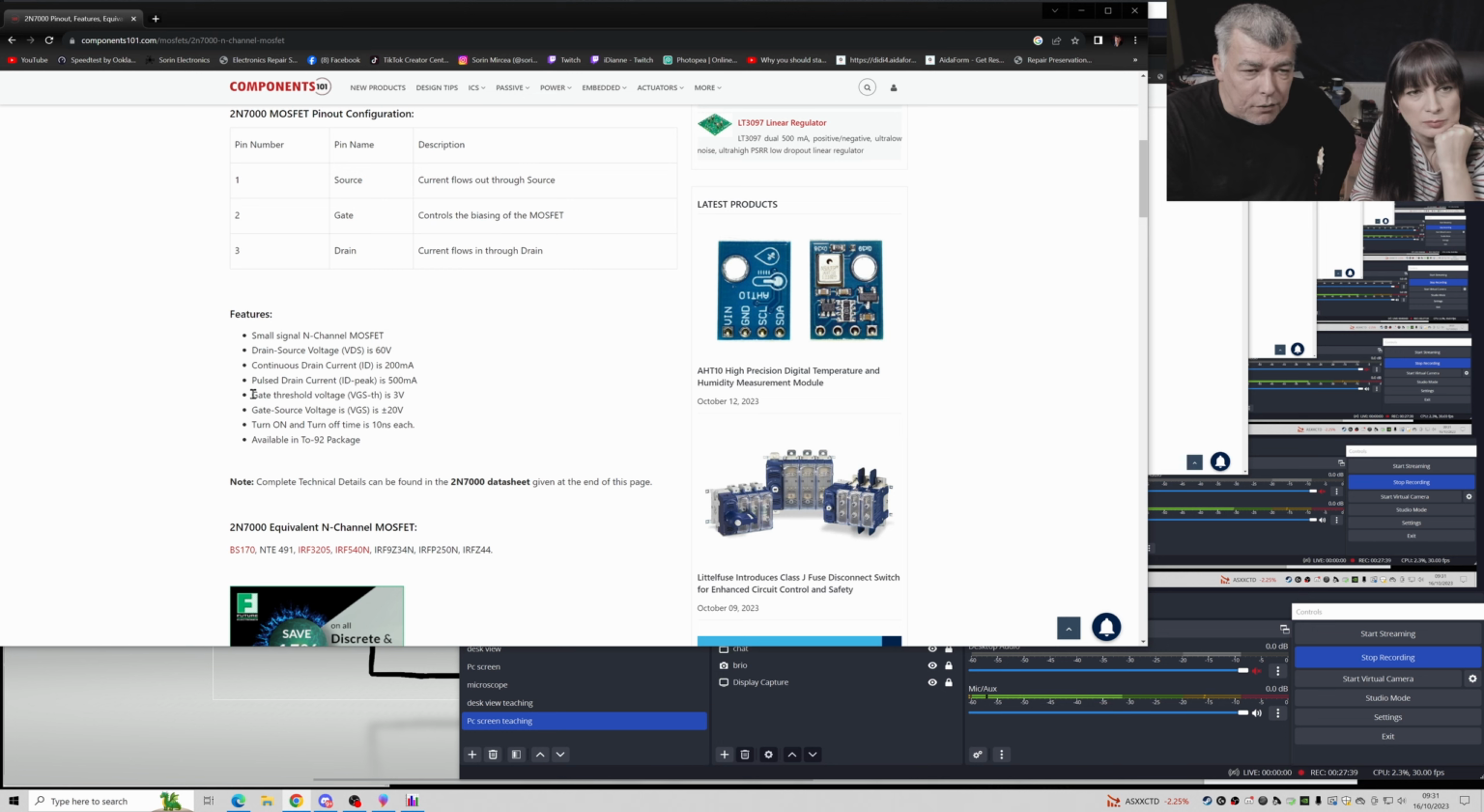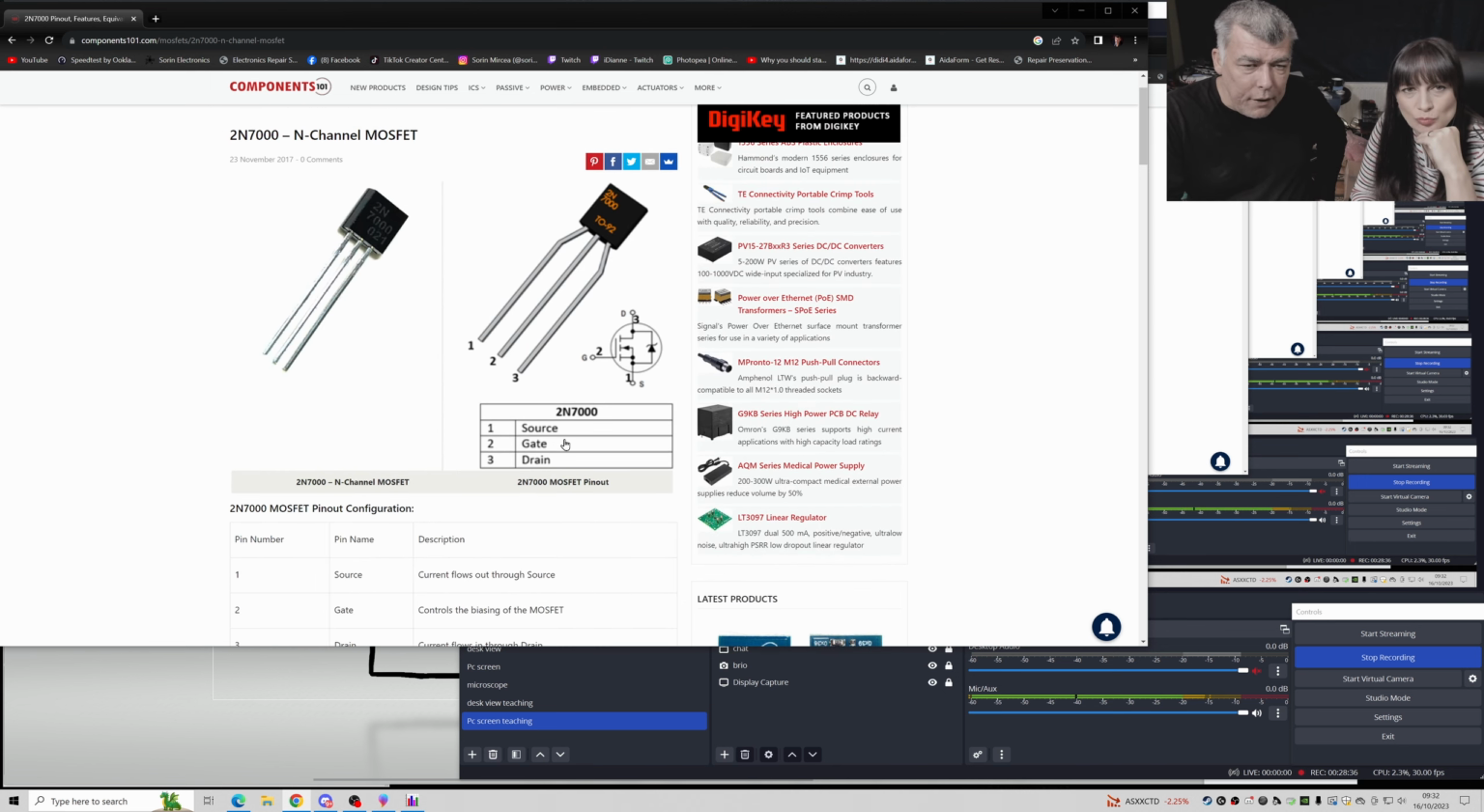Gate threshold voltage, and that's important, is 3 volts. So starting from 3 volts, your MOSFET starts driving current. Then max gate source voltage is 20. We are using 15, so it should be fine. So all fine with the pins.